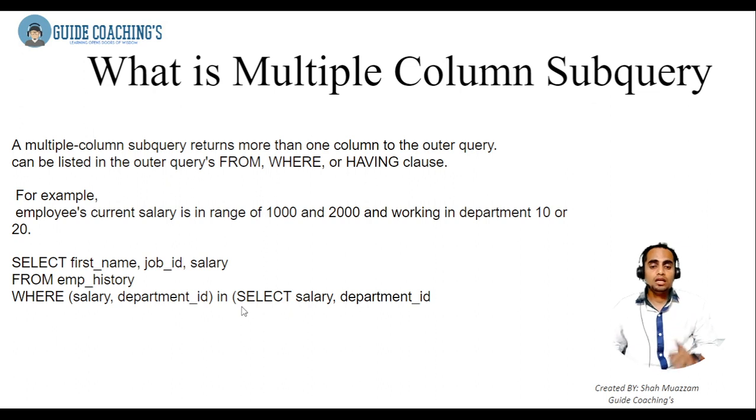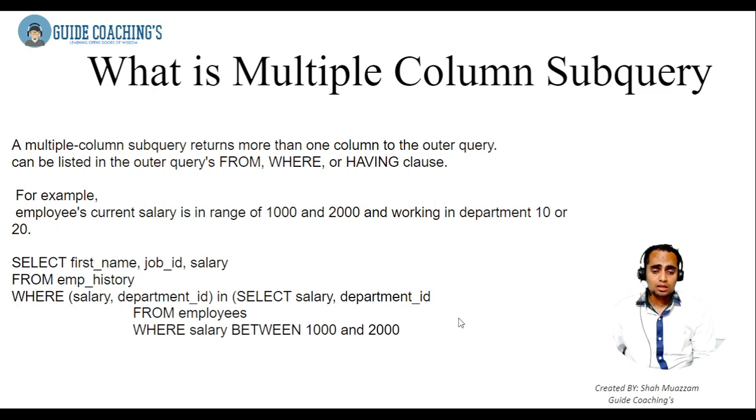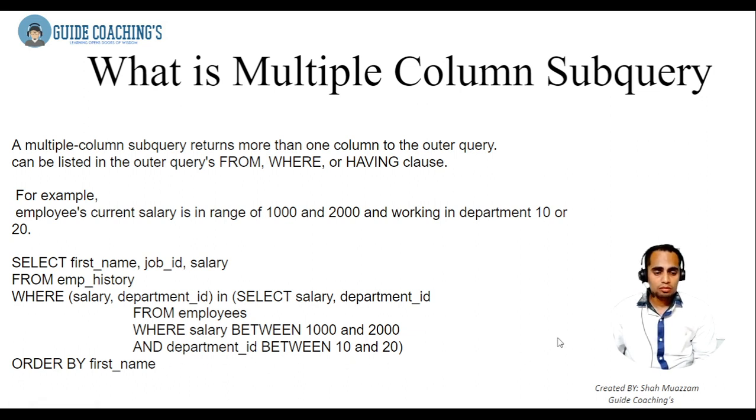Now IN is a multiple column function or multiple column operator, which we will be seeing in our practical examples. The IN operator is used to get the values with OR condition. So the WHERE clause is used with OR condition, it is like that only. So here we are using select salary, department id from employees, where salary between 10,000 and 20,000, and department id is between 10 and 20. Now we can order it by first name as well. That is nothing but the ordering of it.